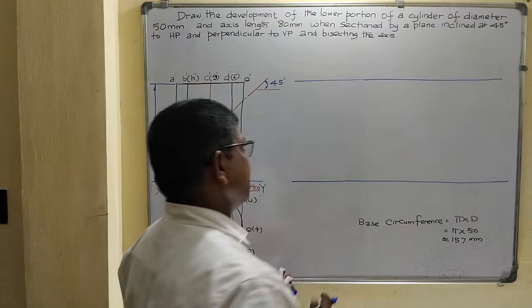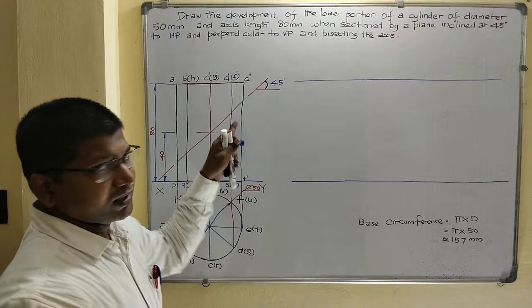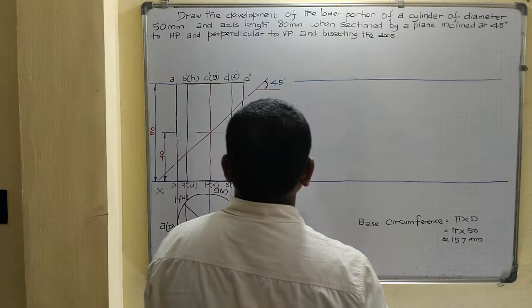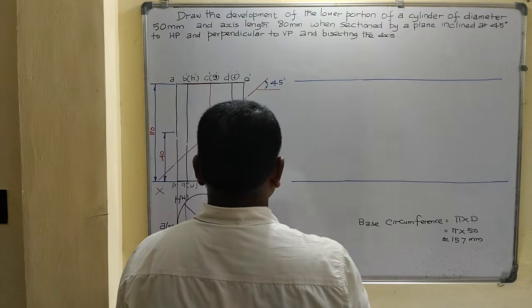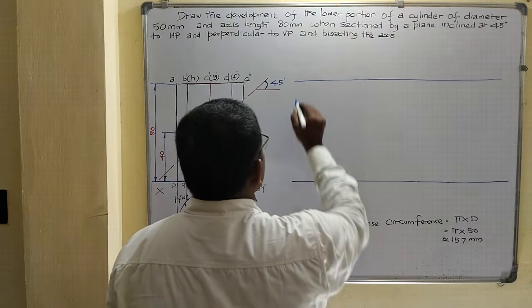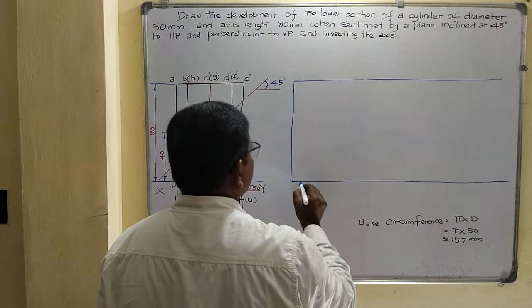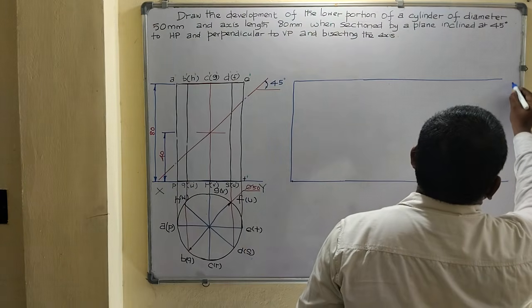So now automatically the distance between the two stretch out lines is equal to the axis length. Now complete the stretch out lines.